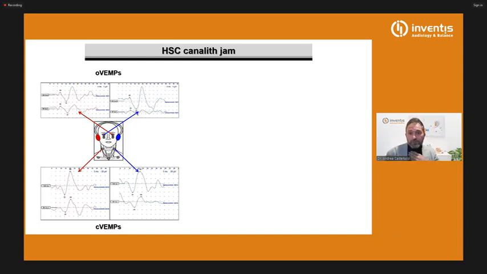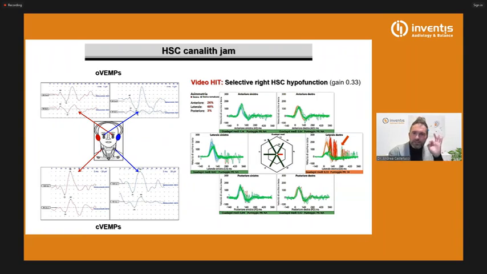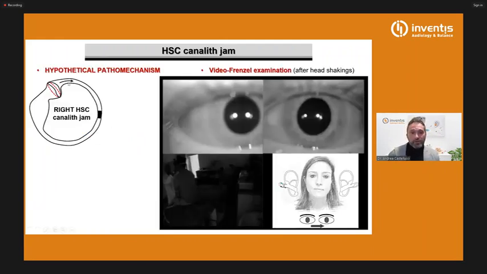He also performed ocular VEMPs and cervical VEMPs, and they were normal, symmetrical. But the most interesting thing is that at the video head impulse test, there was a severe selective lesion of the right horizontal canal, on the right side. So it's very, very consistent with a canal gem on the horizontal canal, leading to a persistent negative pressure on the cupula, as we say here.